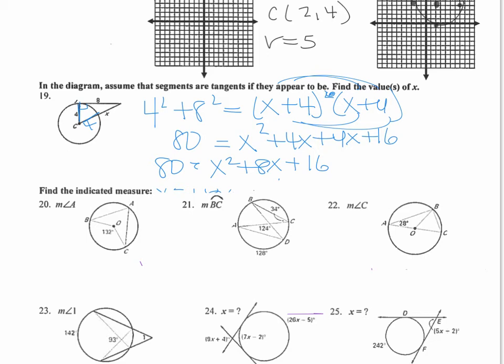22, if I look at my piece of pie, inscribed angle, 28 times 2, I get 56, which makes this angle right here 56 because it's a central angle. 180 minus 56, I can do a linear pair. I get 124. So I know that this arc is 124 because it's a central angle. And I am looking for angle C. So 1/2 of 124 is 62.